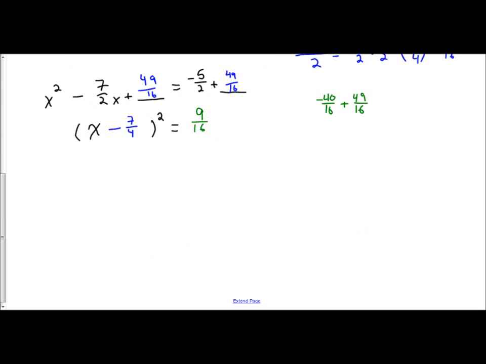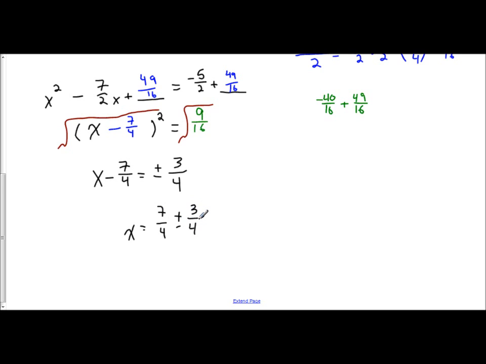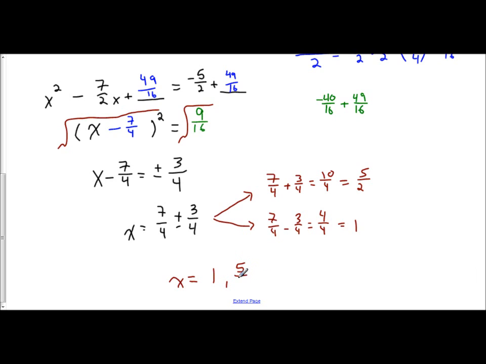To solve for x, you're going to have to take the square root of both sides. That gives me x minus 7 fourths equals, and remember, plus or minus. With a square root of a fraction, you square root the top and you square root the bottom. So if I were to solve from here, you would add 7/4 to both sides. So you get a positive 7/4 plus or minus 3/4. So remember, this is technically two problems. One where it's 7/4 plus 3/4, which is 10/4, which simplified is 5/2. And one where it's 7/4 minus 3/4, which is 4/4, which is 1. And so my answer is x equals 1 or 5/2.